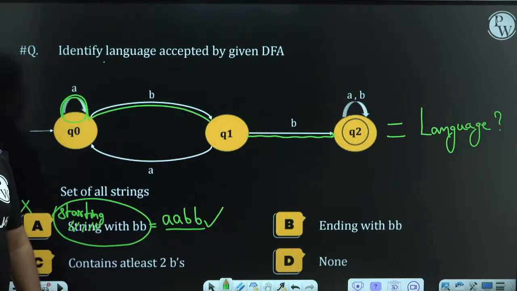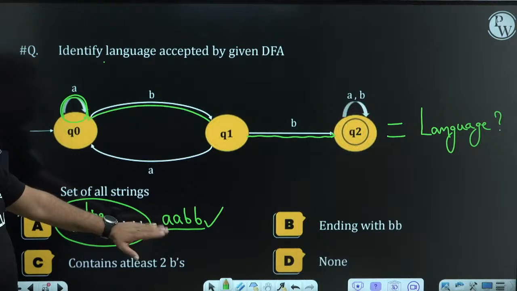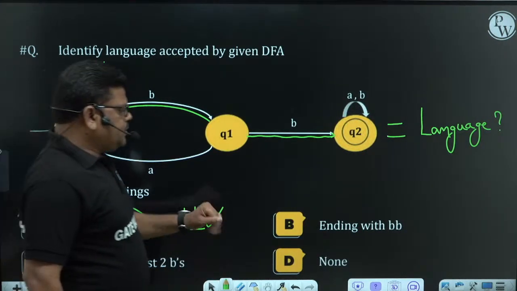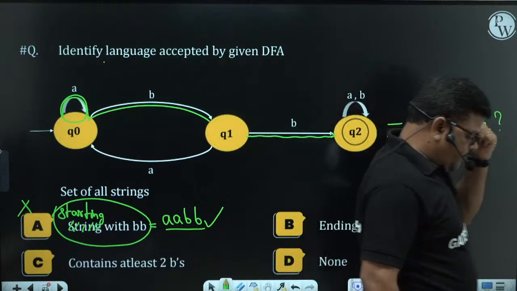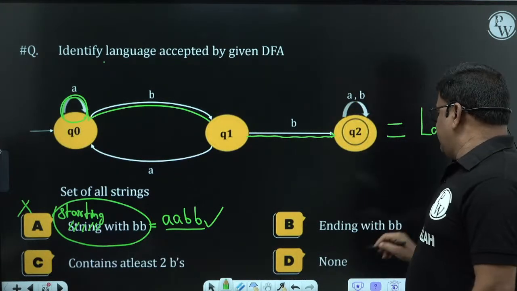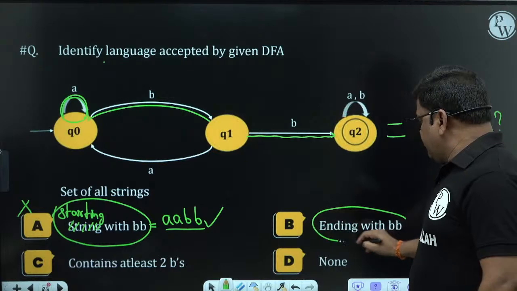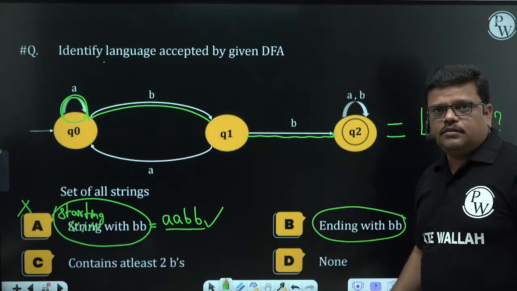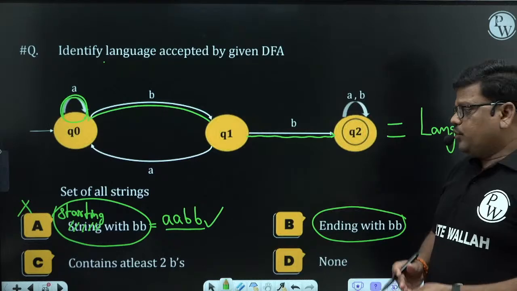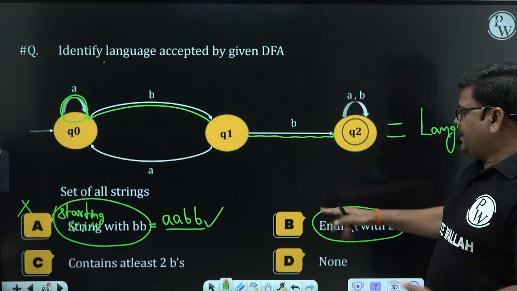A is not the correct answer here, because the type of strings accepted here are not starting with double B. Come to option B. What is it saying? The type of strings accepted by this automata is ending with double B only. That is what option B means: the set of all strings ending with double B, only those type of strings are accepted.